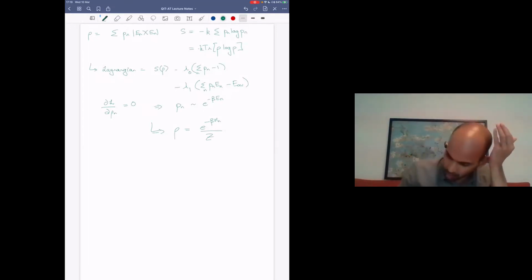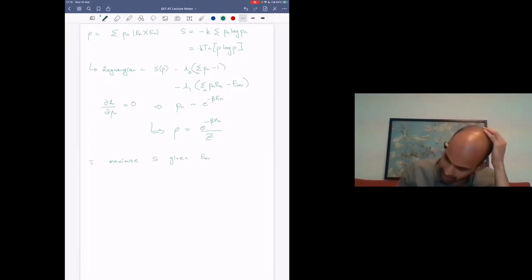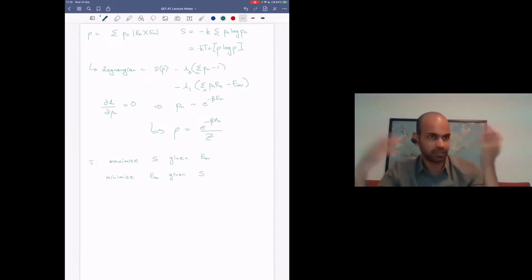So thermal states have two properties. They maximize S given average E. And because it's a strictly monotonic relationship, you can also check that they minimize average E given S. So if I fix the entropy of a state and ask what is the minimum average energy given this entropy, it's also going to end up being a thermal state.